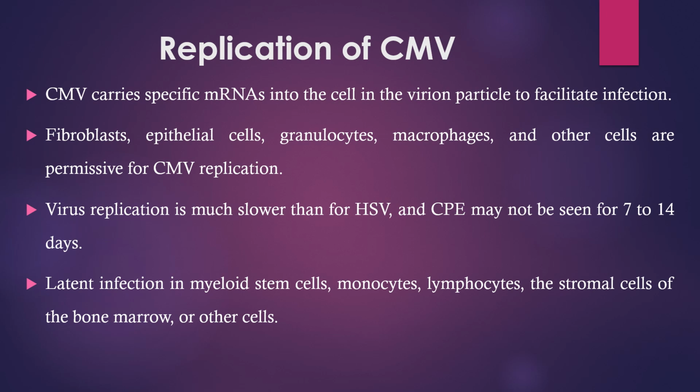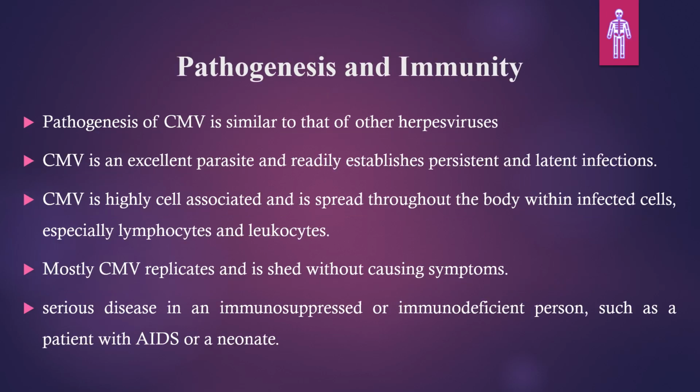Virus replication is much slower than for other herpes family viruses, and cytopathic effect may not be seen for nearly 7 to 14 days. This particular efficiency of this virus may facilitate the establishment of a latent infection in myeloid stem cells, monocytes, lymphocytes, the stromal cells of the bone marrow, and in other pathogenesis of the cytomegalovirus. This process is more or less similar to that of other herpesviruses in many responses.